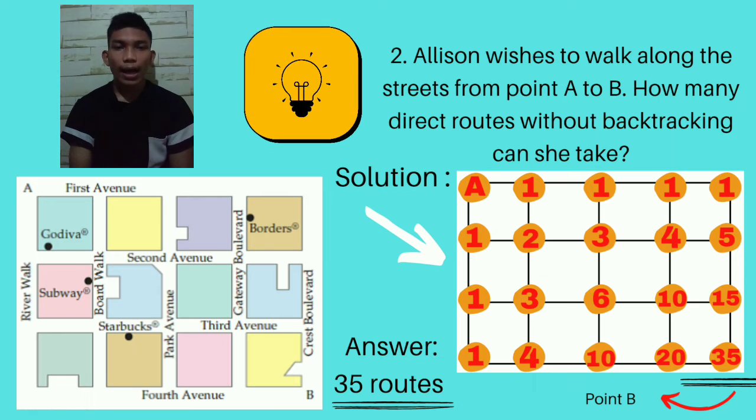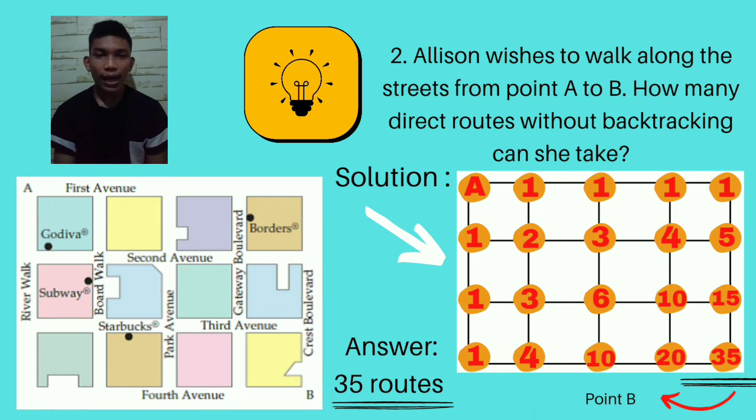Question number 2. Allison wishes to walk along the streets from point A to B. How many direct routes without backtracking can she take? So the answer is 35 routes.